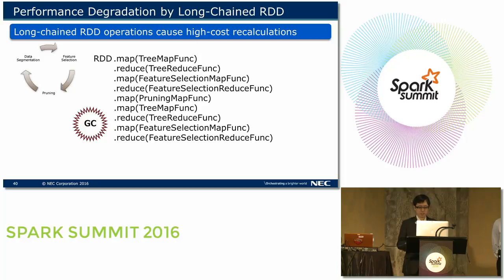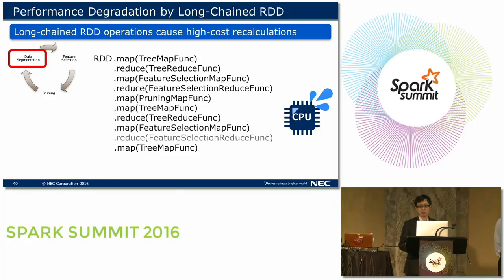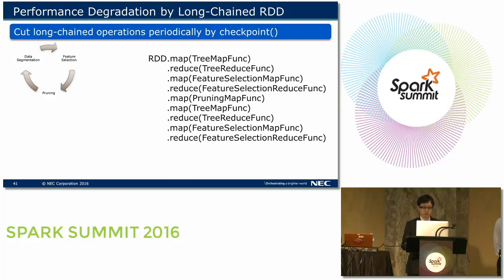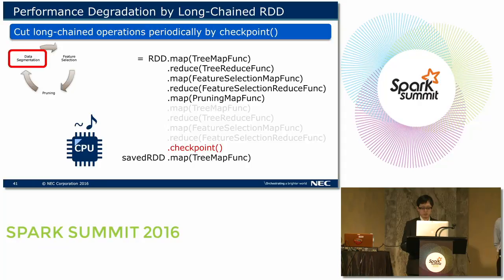So if, unfortunately, the necessary intermediate results of the RDD operations are flushed by the garbage collection, then the next computation requires the recalculation of the flushed data back to the one available on memory. So this is a very wasteful recalculation, a computation cost. To avoid such wasteful computation, we improved the distributed HML so that it cuts the long chain operations periodically by the checkpoint API call. Then this implementation can continue the execution without the recalculation of the flushed intermediate data, because the checkpoint API cuts the chain.